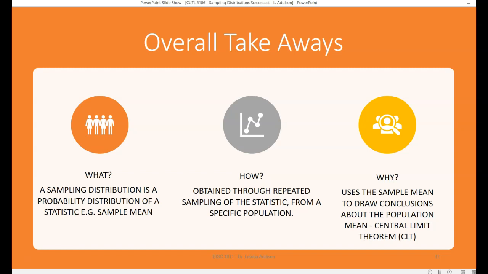So after this exciting discussion, what are the overall takeaways? Well, we learned the what, how, and why of sampling distributions. We learned that a sampling distribution is a probability distribution of a statistic, for example the sample mean. We learned how to obtain it through repeated sampling of the statistic from a specific population. And we also learned why it's used to draw conclusions about the population mean using the central limit theorem.